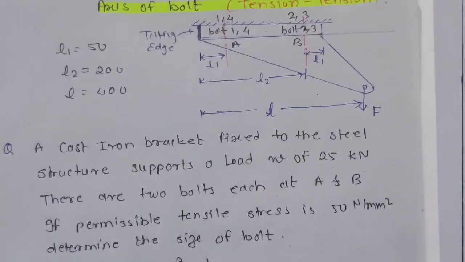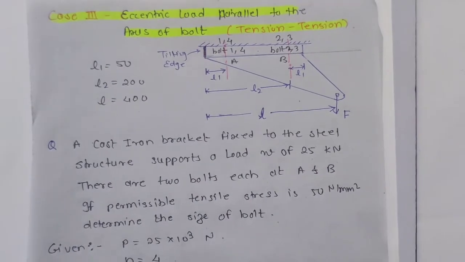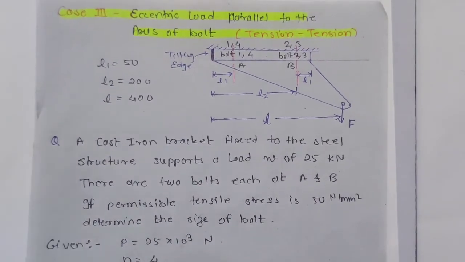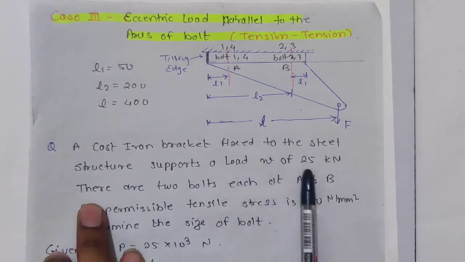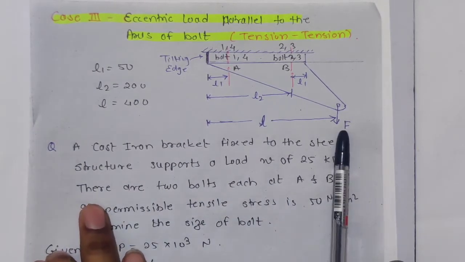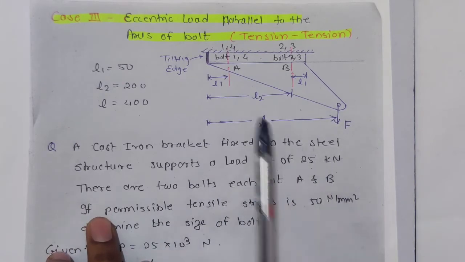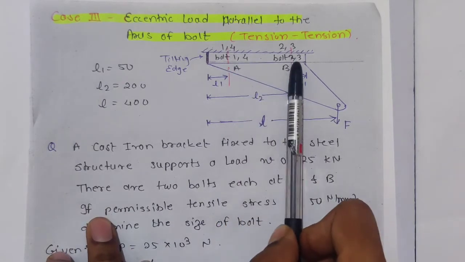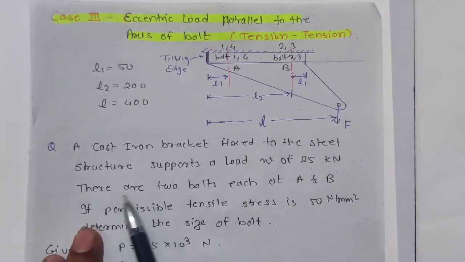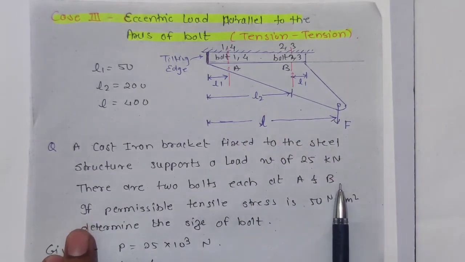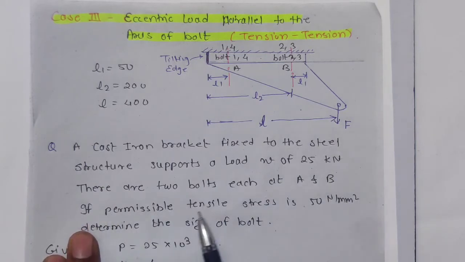The question is: a cast iron bracket as shown in the figure, having a steel structural support and a load of 25 kilonewtons. F is 25 kilonewton. There are two bolts at A and B. The bolt numbering 1 2 3 4 is not given, only A and B is written, and they have said there are two bolts at each of A and B, meaning the number of bolts is 4. If the permissible tensile stress is 50 Newton per mm square, determine the size of bolt.